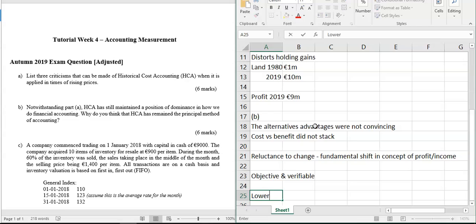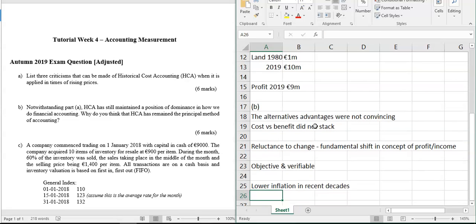And the last one is there's lower inflation in recent decades. Well, what we mean by that is the limit of historical cost accounting was really in focus in the 60s, 70s, where there were periods of high inflation. And this is where current purchasing power accounting and current cost accounting evolved from.